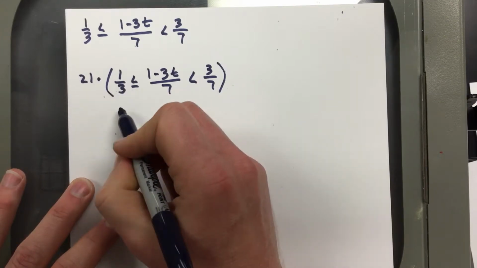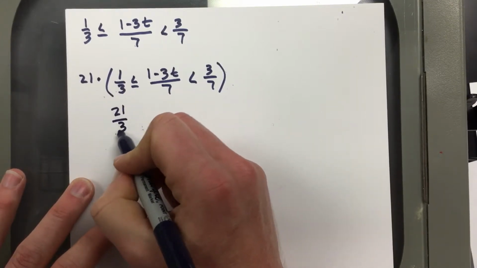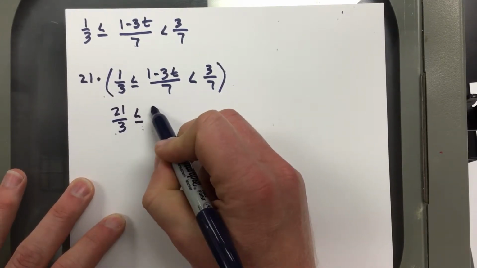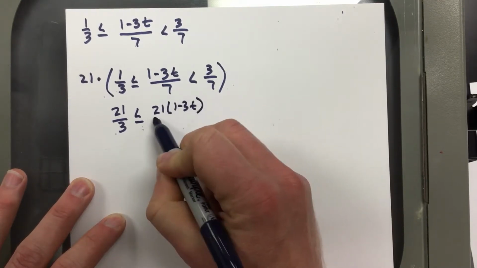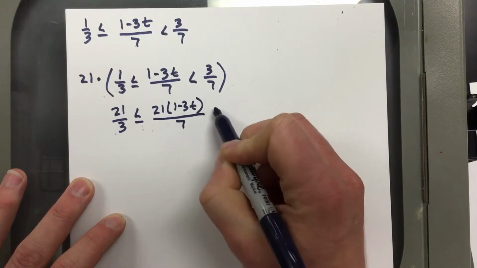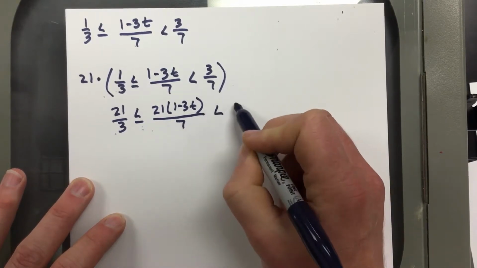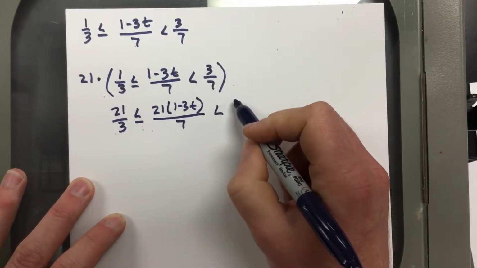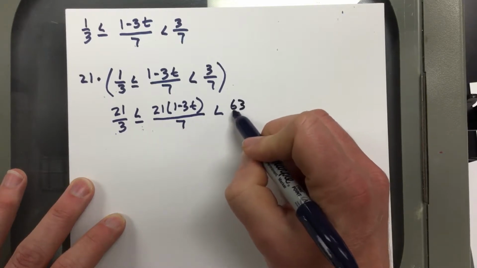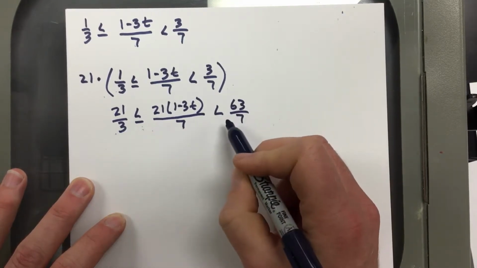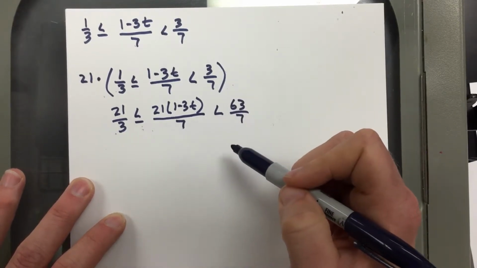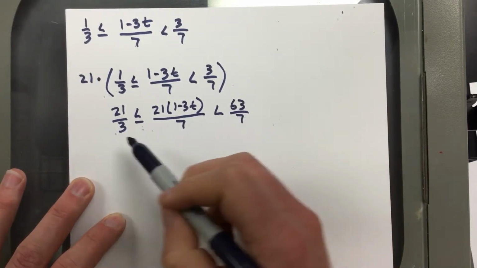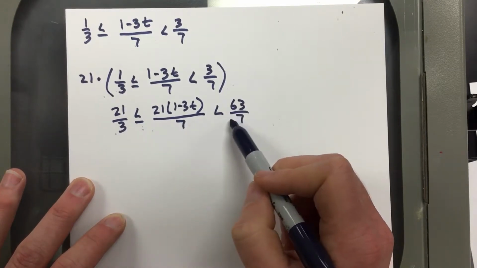So when I multiply, I end up with 21 over 3 less than or equal to 21 times (1 minus 3t) over 7 less than 21 times 3, which would give you 63 over 7. Now, I wrote this out. I typically will skip the step once I practice it a bunch, but I wrote this out so that you can see how these will cancel.